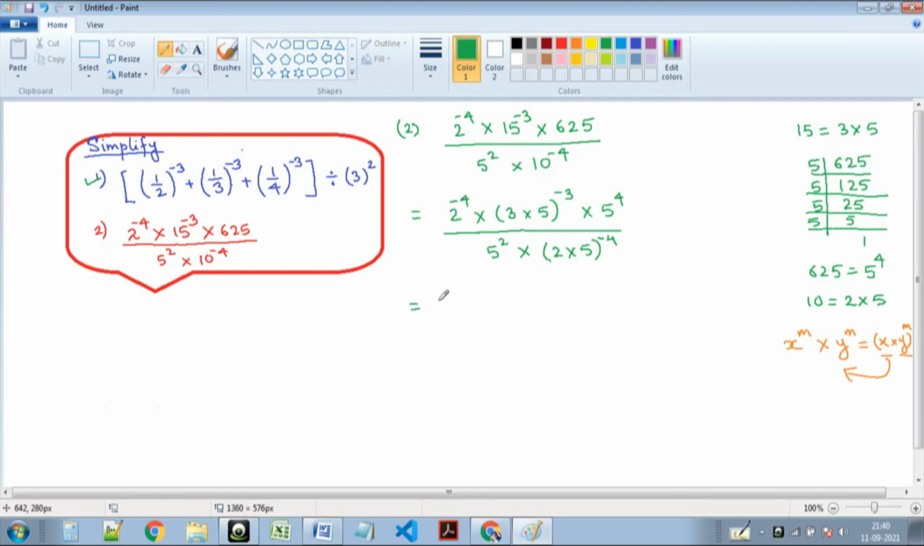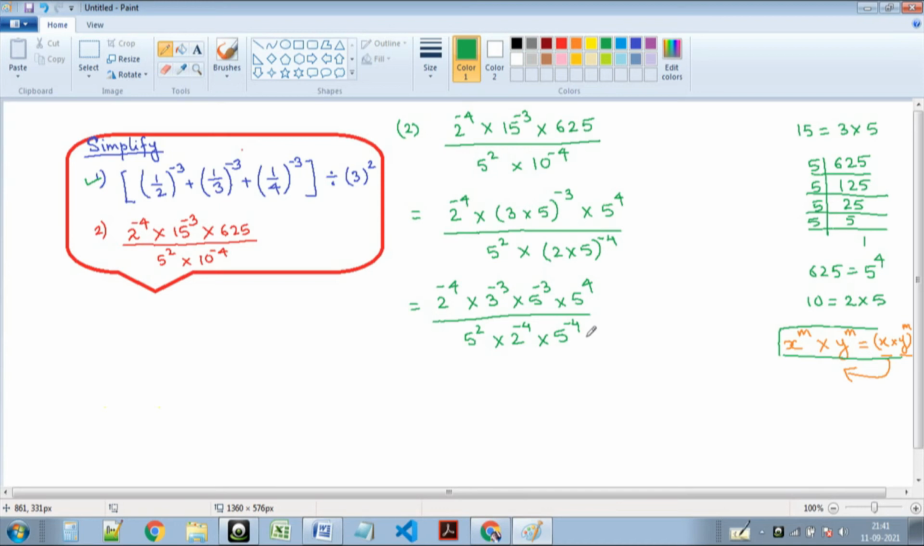This 2 will remain as it is, so 2 to the power minus 4 cross this 3, I am giving it power as minus 3, cross this 5, I will also give the power as minus 3, and this 5 will remain as it is, 5 to the power 4. Now, whole divided by 5 square cross, the same law we have to apply here. So separately I am going to give the powers to them. I can write 2 to the power minus 4 cross 5 to the power minus 4. So we have simplified a little bit.